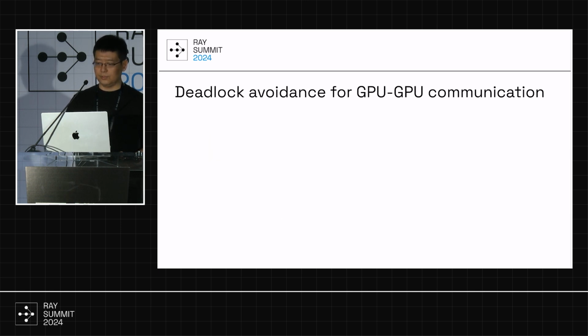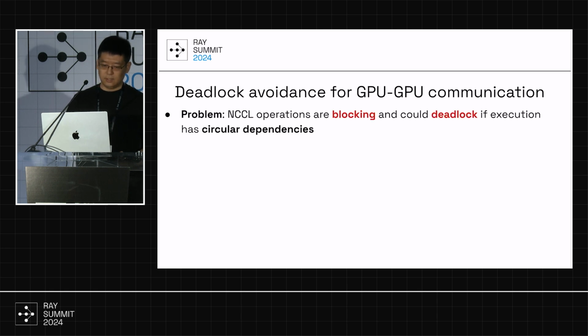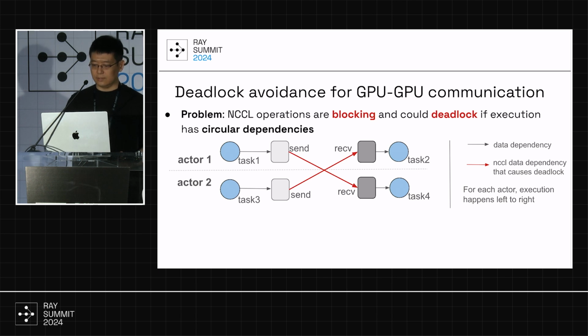A common problem for GPU to GPU communication is the possibility of a deadlock. This is because NCCL operations are blocking, and it could deadlock if execution has circular dependencies. Let's look at an example. Say we have two actors which use NCCL to communicate between their tasks. Underneath, compiled graphs adds NCCL send and receive operations to the corresponding tasks. We can see that there is a circular data dependency between the actors, as shown with the red arrows, and this could lead to deadlocks during execution.